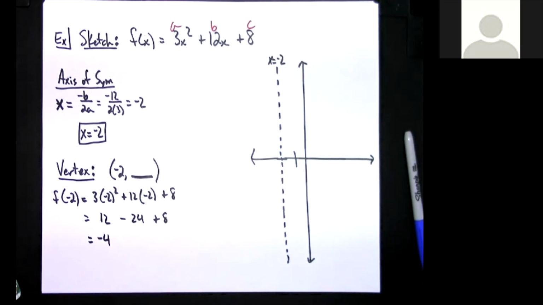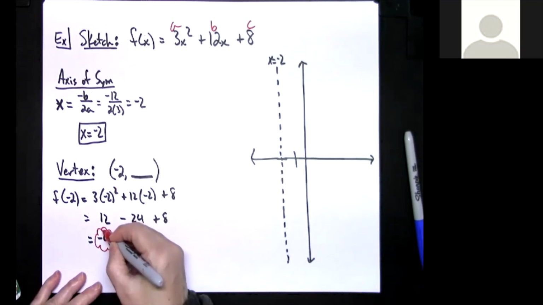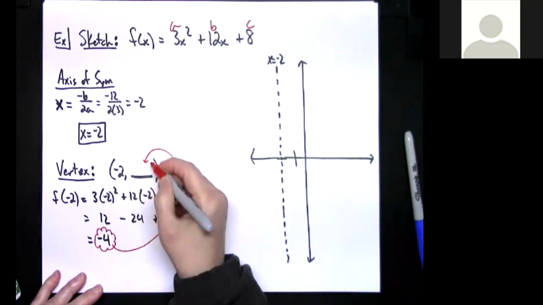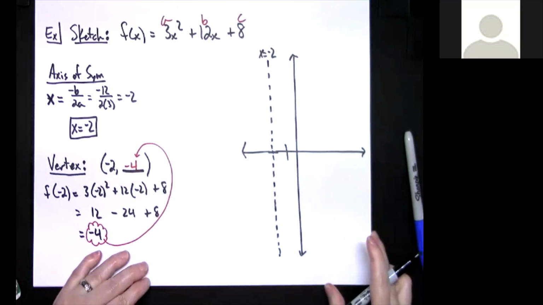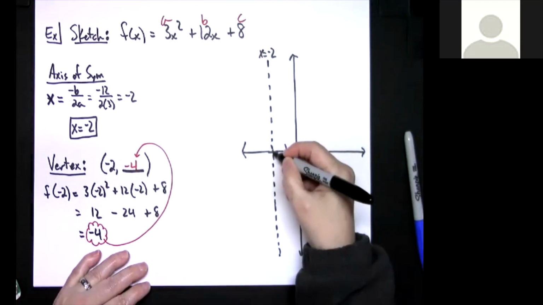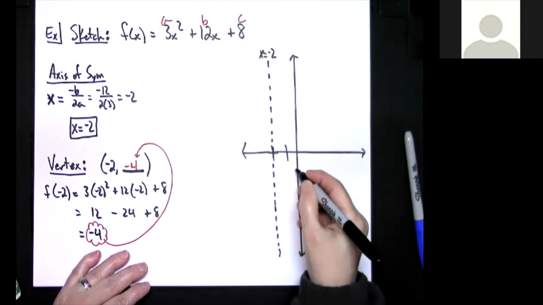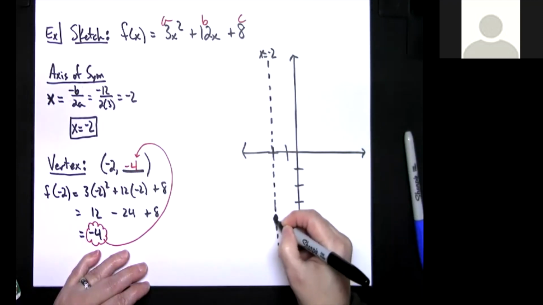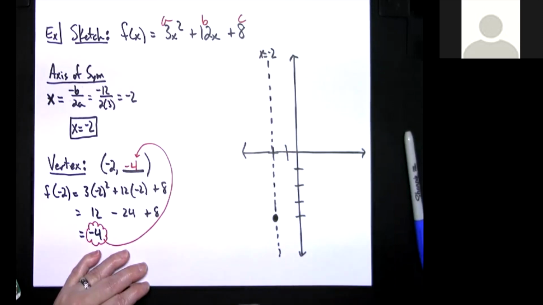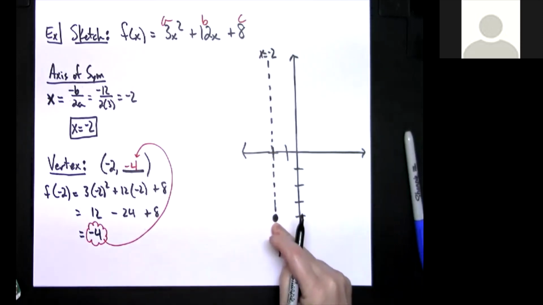All right, and then once you find that negative 4, that goes back up here as your y coordinate. Now I know exactly where the vertex is, so I can plot that. So clearly it's going to be negative 2, negative 4. So there's the actual vertex. Negative 2, negative 4.